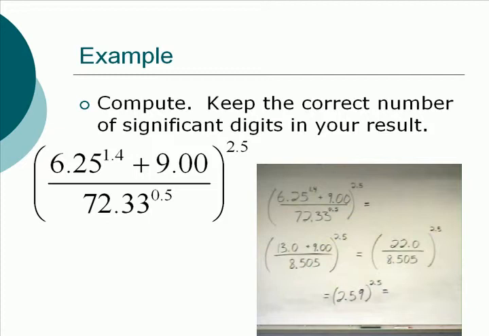Everybody agree with that? Okay. And then finally, we can evaluate that exponent. 2.59, we're going to raise that to the 2.5 power. We're going to keep 3 sig digs because that's how many are in the base, and we end up with a result of 10.79566. We're going to call it 10.8. That's the value of that expression with the correct number of significant digits.